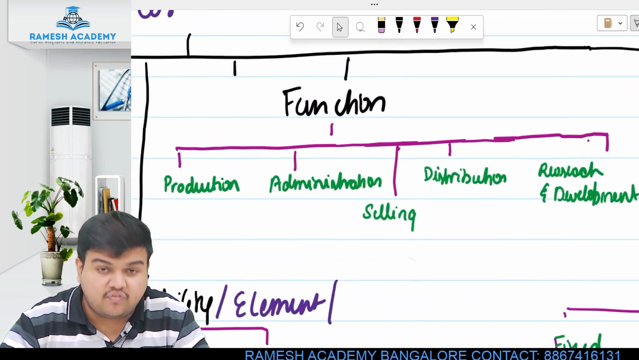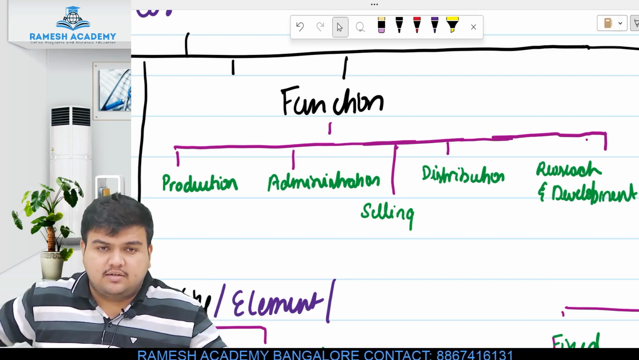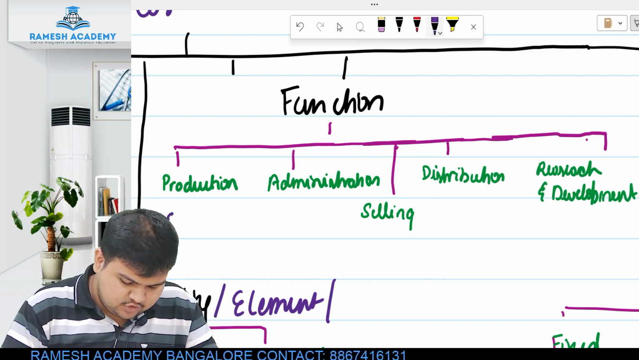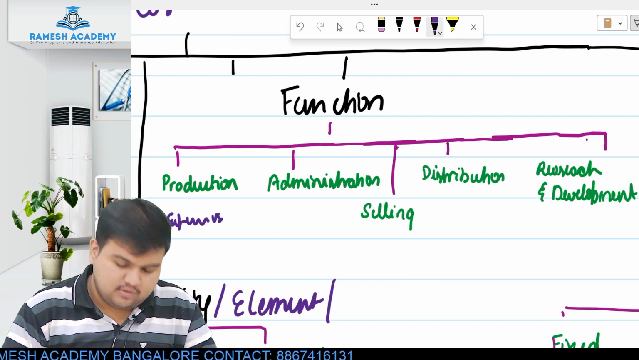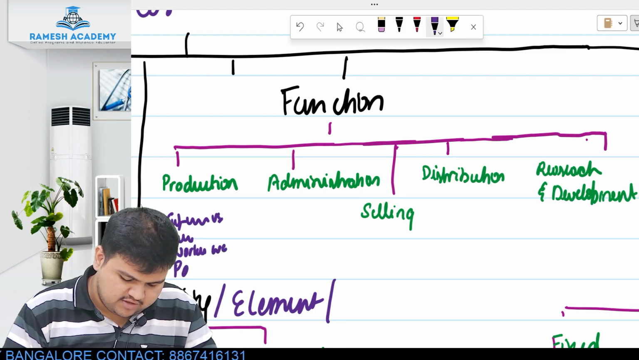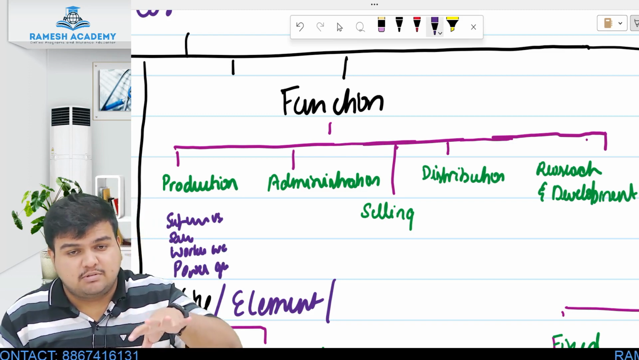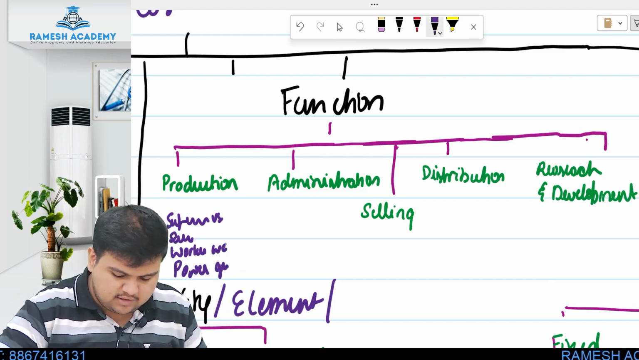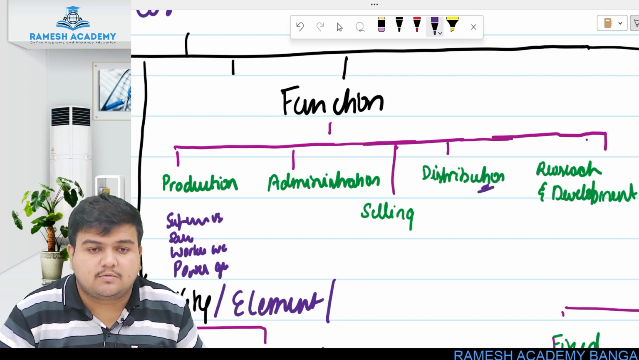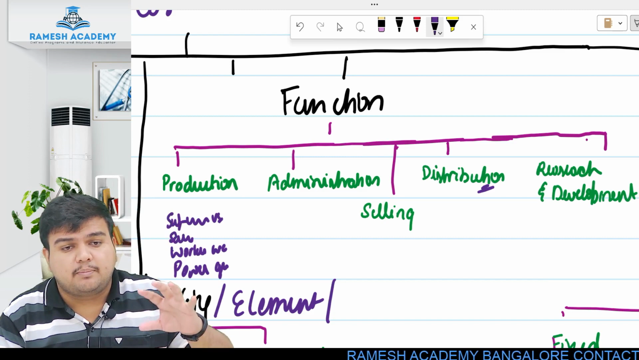Next, based on the function. There are certain functions that you incur in the mobile cost. Certain functions you incur for production: supervisor salary, workers' wages, power to run the machines and generator. These are the production expenses. You want to classify the expenses based on production. You can't put the power of manufacturing into distribution. Why would you put that? So you need to ascertain the cost on the basis of function.